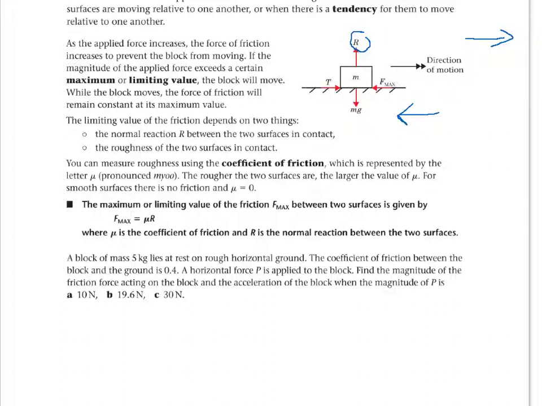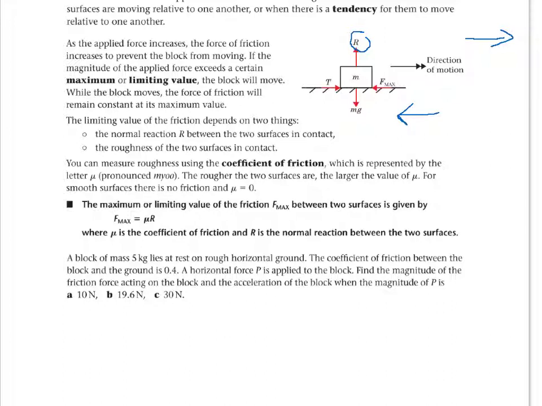A block of mass 5 kilograms lies at rest on a rough horizontal ground. The coefficient of friction between the block and the ground is 0.4. A horizontal force P is applied to the block. Find the magnitude of the friction force acting on the block and the acceleration of the block when the magnitude of P is A, 10 newtons, B, 19.6 newtons, and C, 30 newtons.